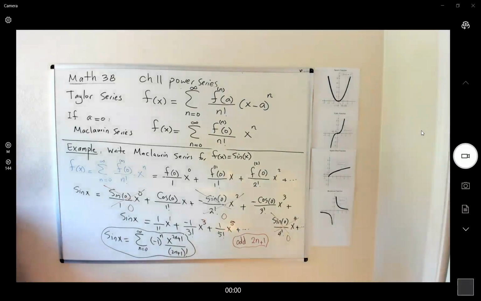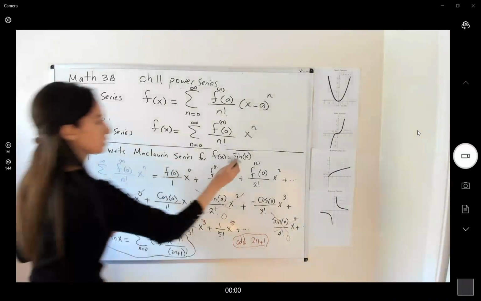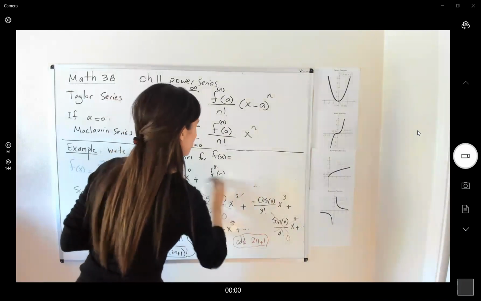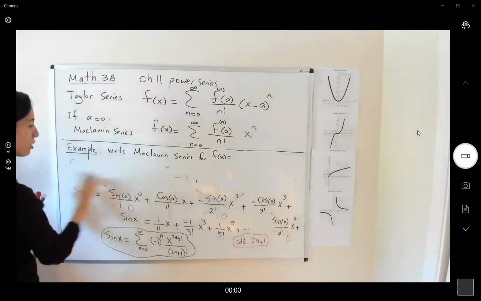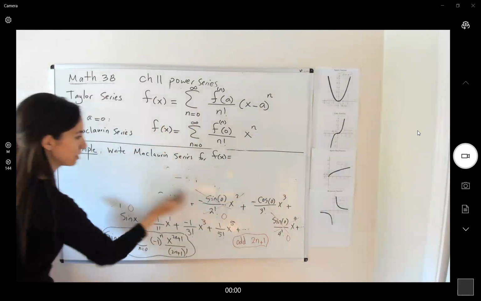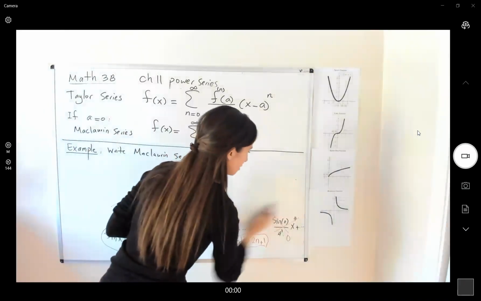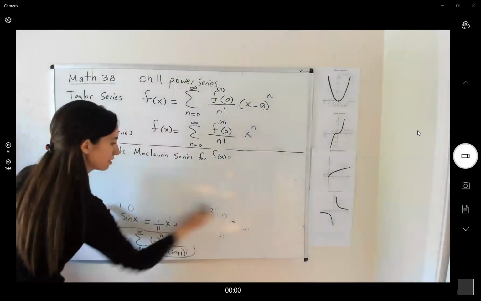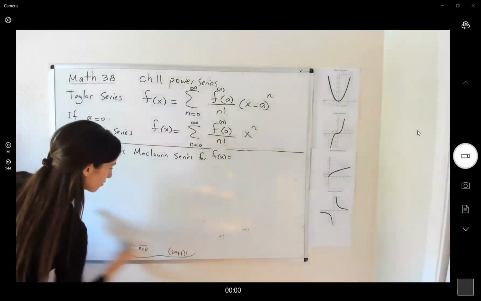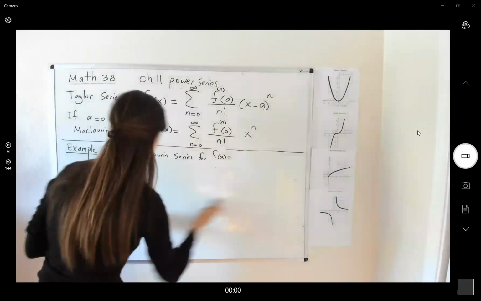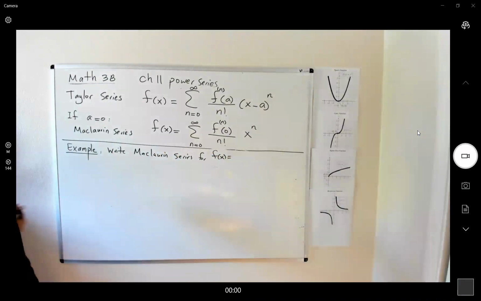Perfect. One last question. So now let us write Maclaurin series for cosine function. Very well. Okay.